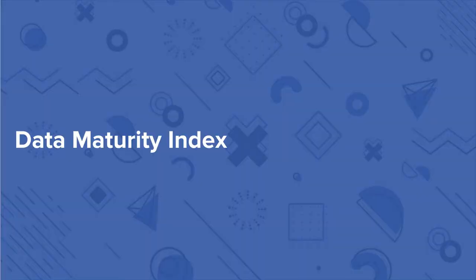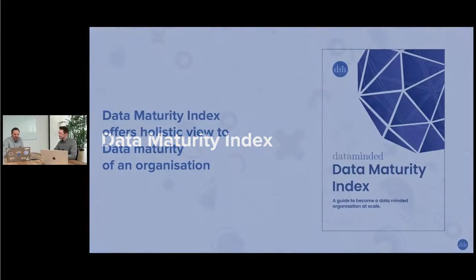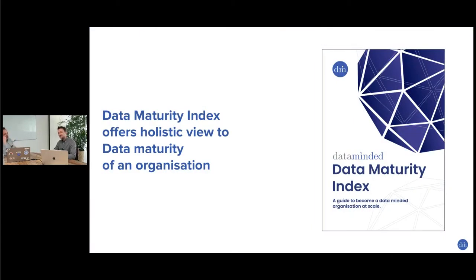Yeah. So the data maturity index. We launched the data maturity index, and I always say we, I mean Johnny, because Johnny, you did most of the work here. Can you talk a bit to the audience about what it is? Yeah, so the data maturity index, as it says, it's a guide to become a data-minded organization at scale. We talked about scale, we talked about sustainability, all of the why of the data maturity itself. And we thought about how we can put that into a measurable test to make it a bit more objective.